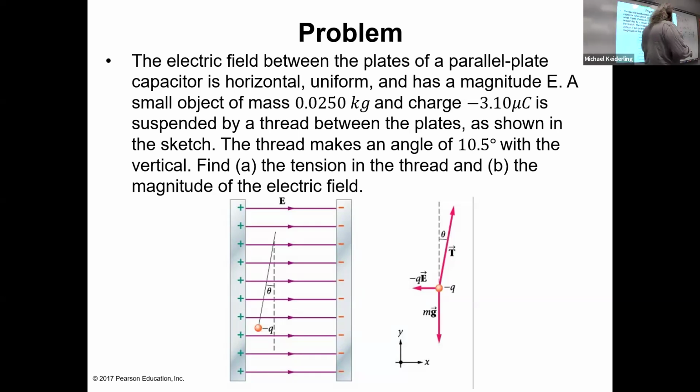So if we want to work this out, we can see here where this charged particle is, there is the force of gravity pulling it down, the force of the electric field pulling it to the left, and tension pulling it up and to the right. So I'll give you a few minutes to work this out.